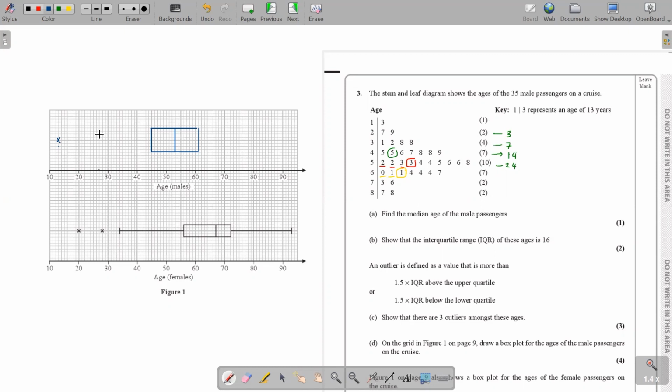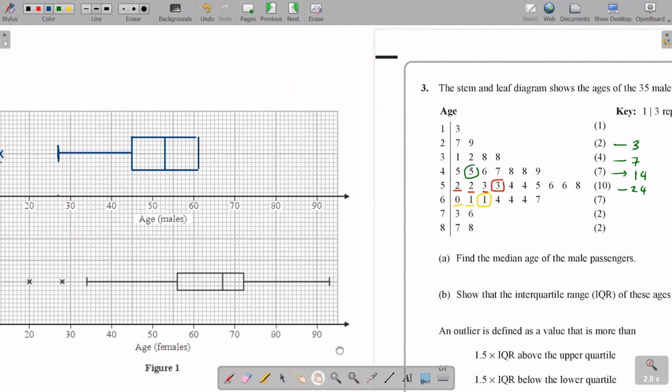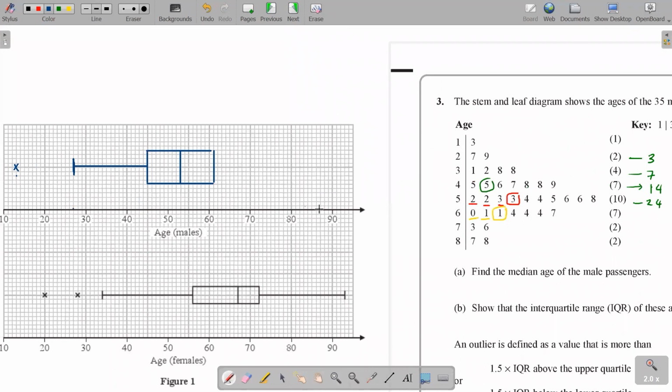So 27 is somewhere up over here, right? So 27, 28, yeah. And then draw the whisker from 27. Okay, so this is the whisker, the first one. The second one, I think you can see 87, 88 are both outliers. 87, 88, both are outliers, right? Draw it properly. 87 and 88 are both outliers.